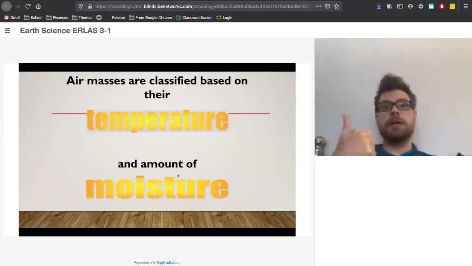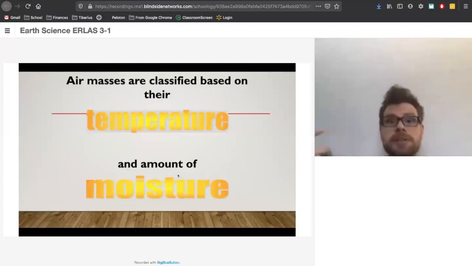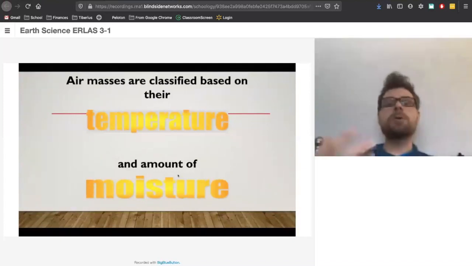Is it an air mass that has a lot of moisture? Is it really humid? Is it really gross and sticky inside this air mass? Or is it really dry air? Or air that really dries you out, really dries out your plants. Okay. Is it moist? Is it dry?